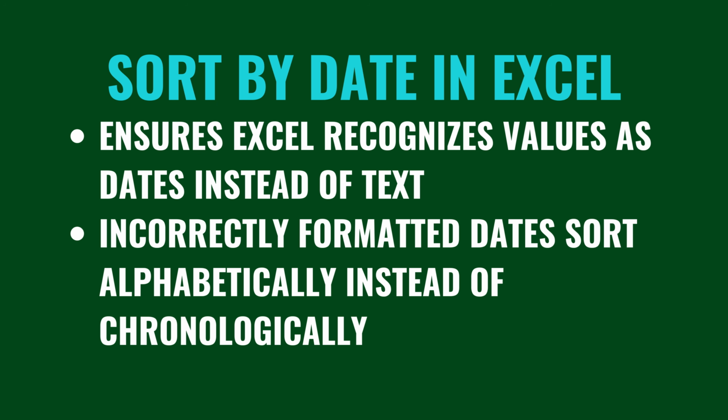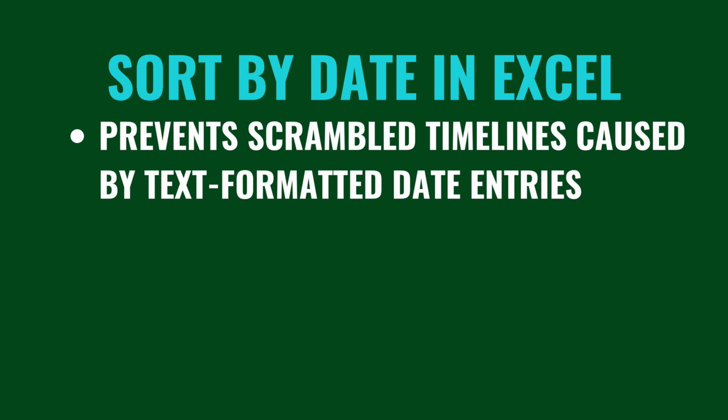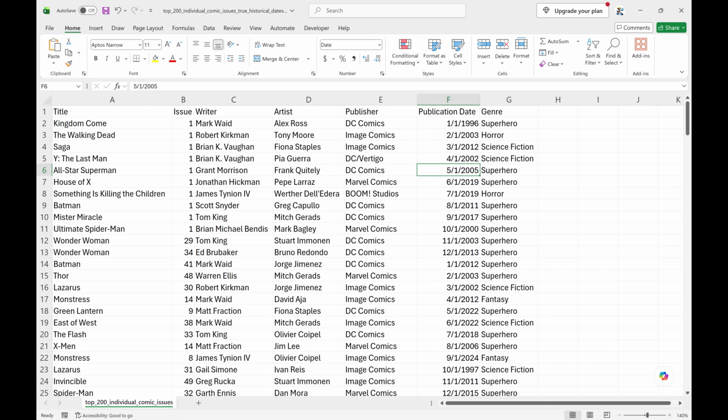If some of your dates are formatted incorrectly or contain accidental spaces, Excel will treat them like words and sort them alphabetically instead of chronologically, which completely scrambles your timeline. Step 3. Click any single cell within the publication date column that you want to sort by. You do not need to highlight the entire column, as Excel will automatically keep the rest of the row data aligned with the sorted column.